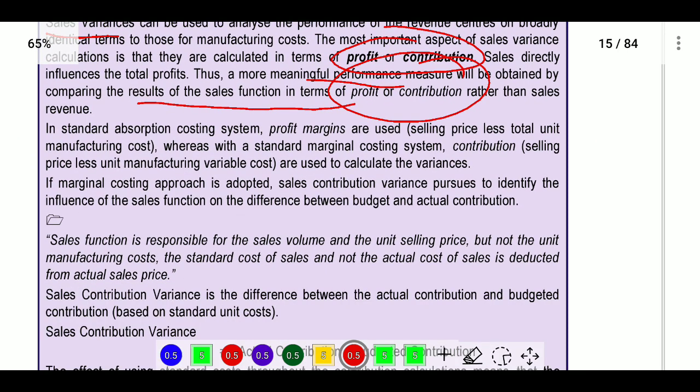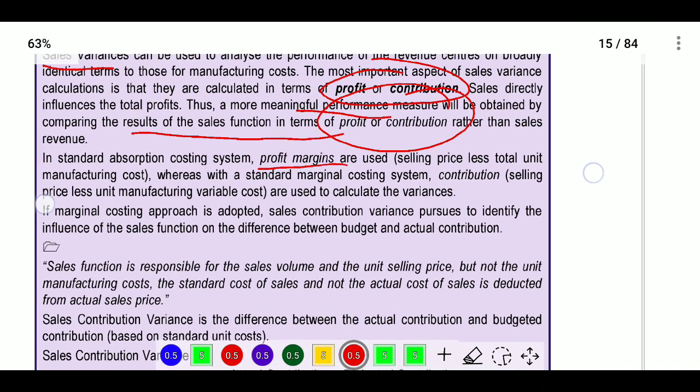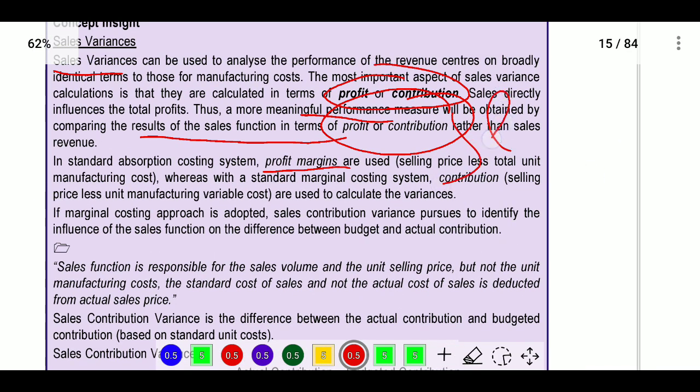Next, in a standard absorption costing system, margins are used: selling price SP minus total unit manufacturing cost. Whereas in a standard marginal cost system, contribution will be used. Contribution means selling price minus unit variable cost. For unit manufacturing cost, a standard absorption costing system uses total manufacturing cost, while standard marginal costing uses manufacturing variable cost.